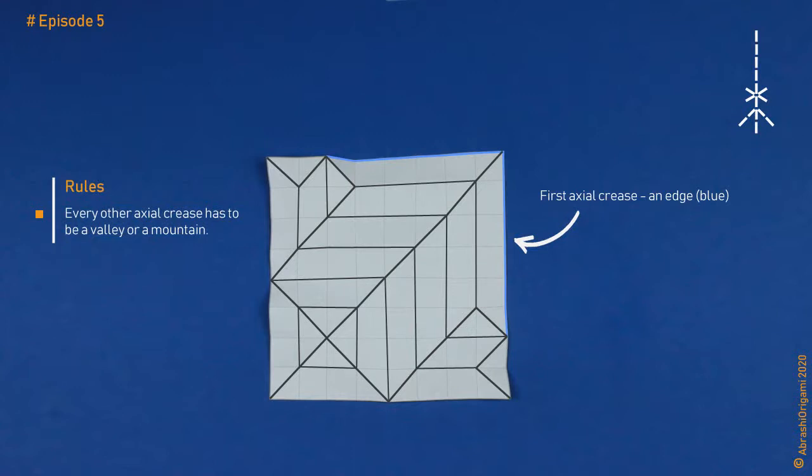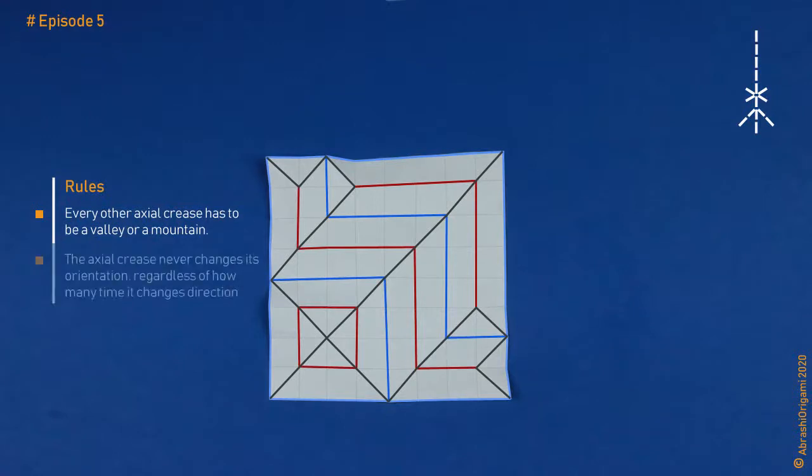So, if an edge is a valley, then we can define the orientation of all the other axial creases, because axial creases, being parallel to one another, are always of the opposite orientation in relation to one another. To put it simply, if the first axial crease, in this case the paper edge, is a valley, the next one is a mountain, the third one again is a valley, and so on. I hope you understand the concept. All the valleys, as you can see, are blue, while all the mountains are red. This is our convention. Also, please note that the axial crease never changes its orientation, regardless of how many times it changes direction. I hope this is clear.